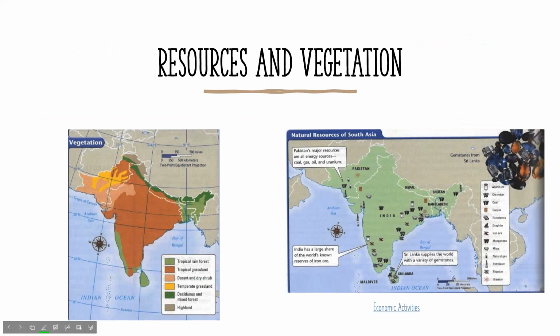In terms of resources and vegetation, much of South Asia exists within what's known as tropical grassland. This is basically similar to the savanna areas of Africa, and the llanos, for example, of South America. However, they do have areas of tropical rainforest here as well. There are large sections, though, that are semi-arid and arid, especially here in the west in the Indus River Valley.